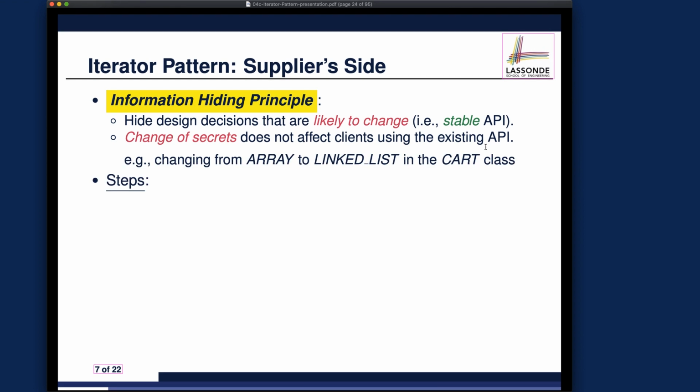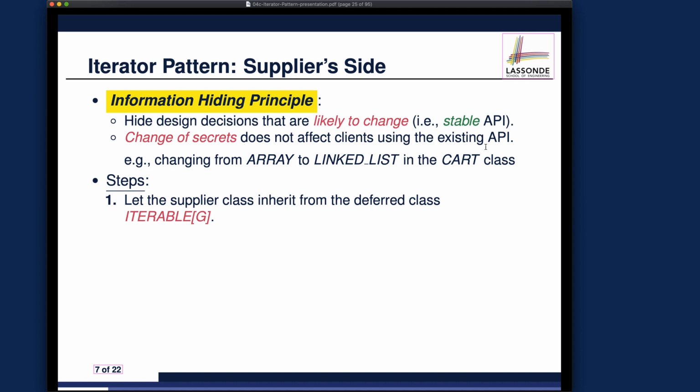Okay, so now what will be the steps to implement the iterator design pattern? There are two scenarios which I'll illustrate one by one. Number one, for both approaches, you should really let your supplier class, for example, the cart class, which we'll do first, inherit from iterable of G.